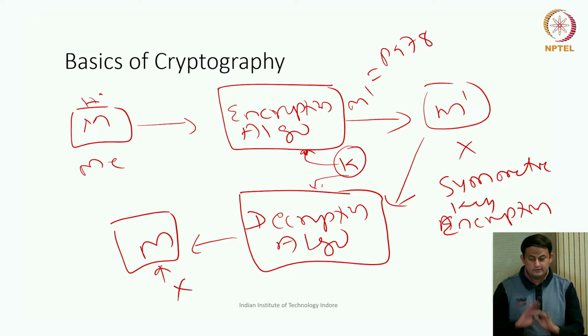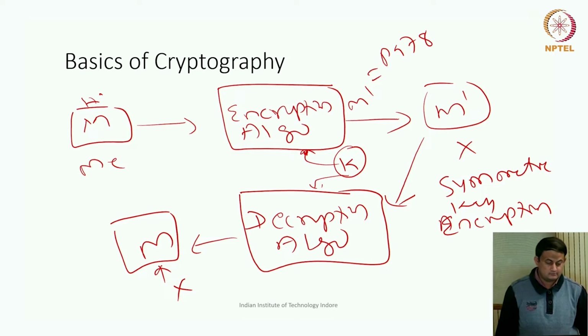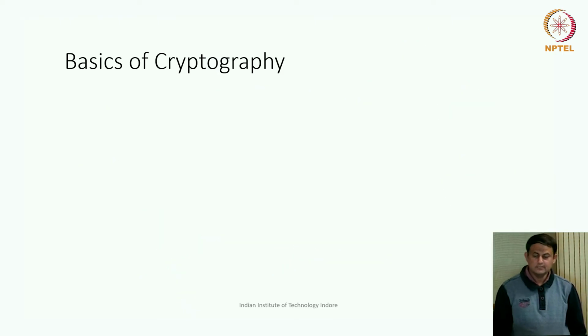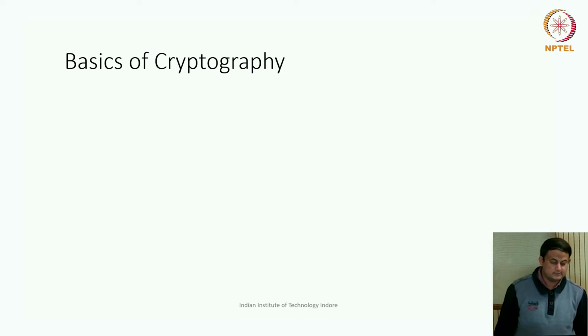So whenever you use the same key for both encrypting and decrypting, that is called symmetric key encryption. So this is one way of achieving confidentiality while transmitting the message. This is not exactly used, we are just basically discussing the fundamentals. So that is one form of encryption and decryption.